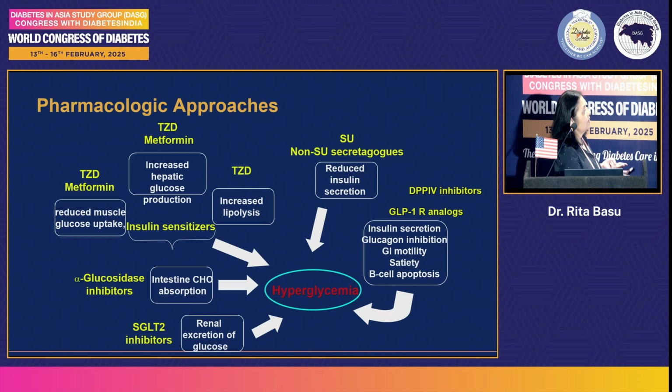So there are drugs that can suppress glucose production. We have drugs we call insulin sensitizers. We have drugs that can be secretagogues. We have SGLT2 inhibitors now, which can increase the renal excretion of glucose to combat hyperglycemia. We also have DPP4 inhibitors and GLP1 receptor analogs. And of course, all these drugs together are why we use multiple drugs to treat diabetes, because the disease is multifactorial.